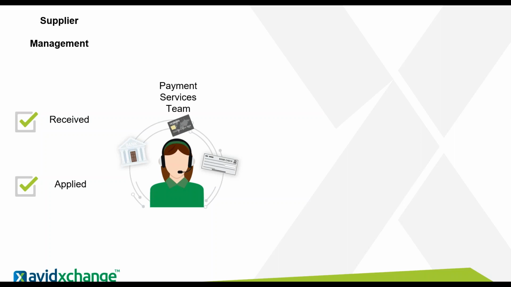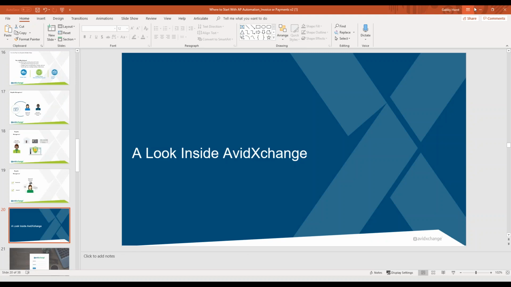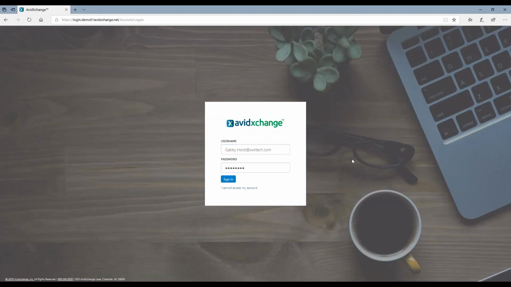So looking at the AP automation process, what the current status might be and where it can go, let's go ahead and take a look at Avid Exchange. So I'm going to go ahead and switch over to the Avid Exchange portal. If you just give me one moment. And here you'll see the Avid Exchange portal. The nice thing about the portal is you can have multiple users within it. You can have admin users, data entry, approvers that can go into here. There's no limitation on how many users you can have on the portal. So I'm going to log in.